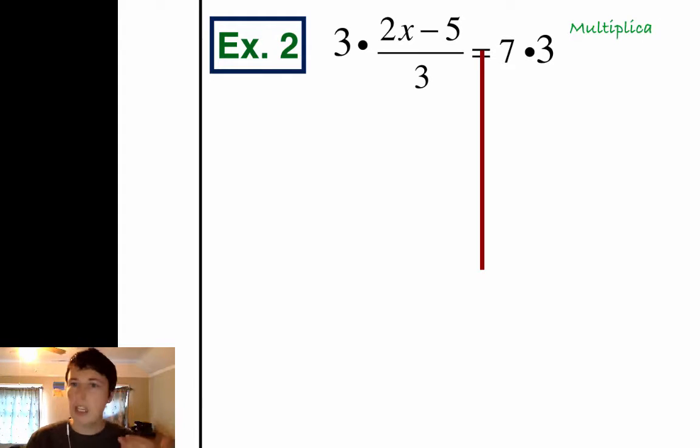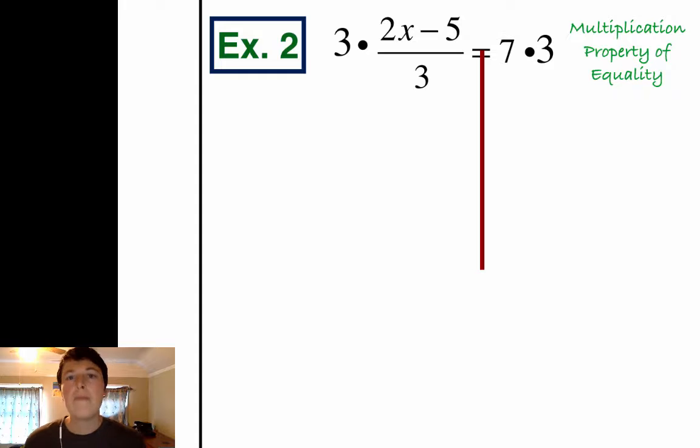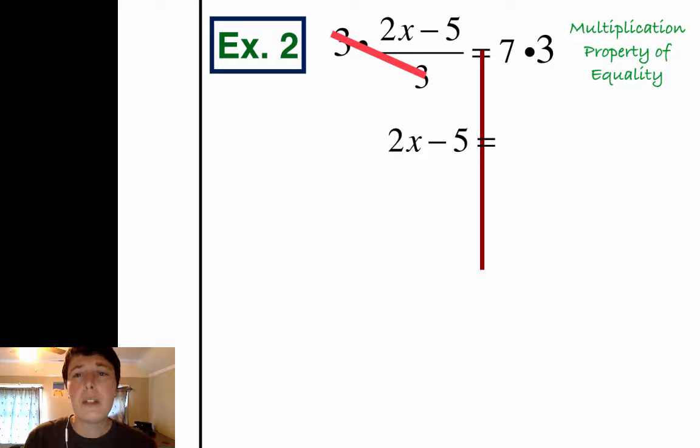That's that multiplication property of equality. Multiplying undoes the fraction, so we're going to be able to cross those 3's out. But we still have a 2x minus 5, so we still have 2x minus 5 equals, and then we multiply 7 times 3. 7 times 3 is 21. Okay, what do we do next? Well, we still have the 2x and we still have the minus 5. The next step is to get rid of the minus 5. We are going to add the 5 to the other side.